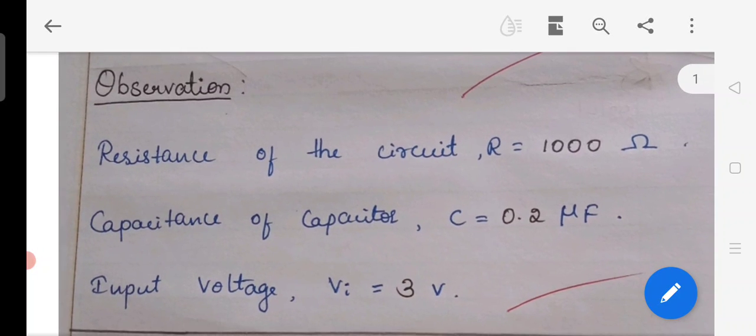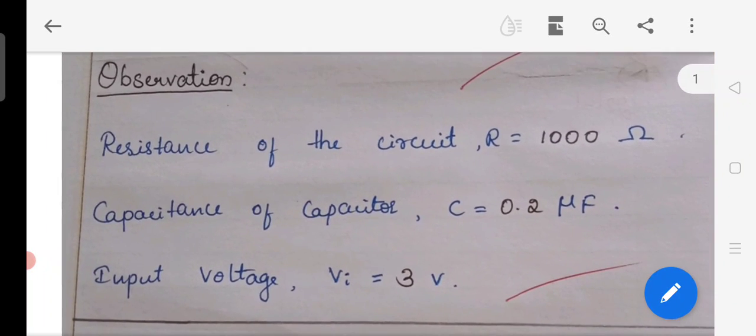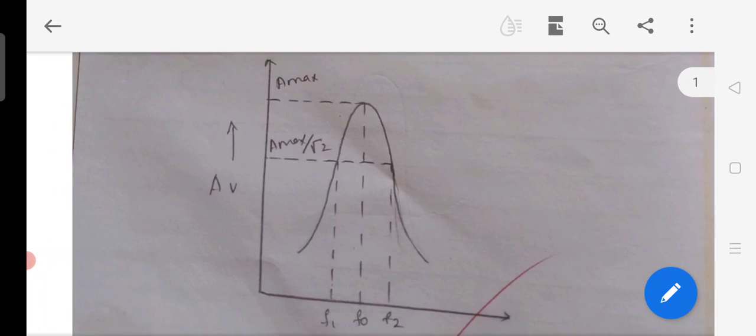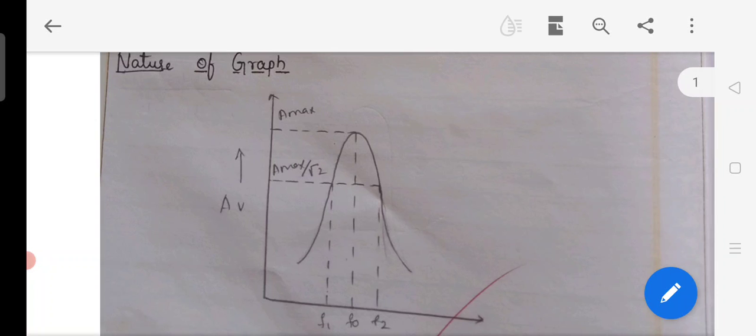For this, we are going to obtain a graph where gain versus frequency is plotted. We are going to obtain a peak value: the gain increases to a certain level, which means that with the increase of frequency it increases up to a particular point, and with further increase in the frequency the gain starts to reduce.